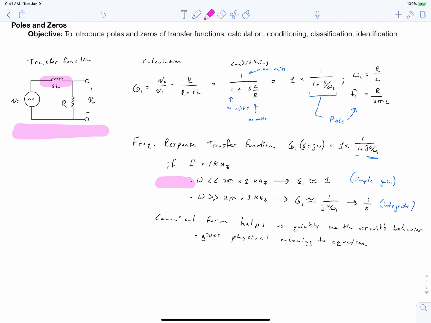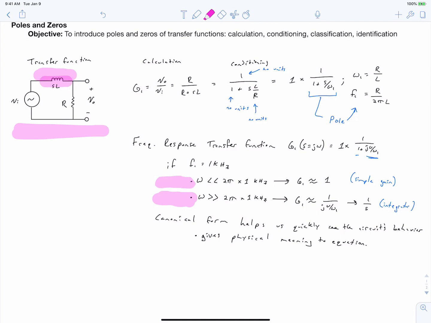And we know that at really high frequencies, our inductor is going to appear as a larger and larger impedance, which means that our output voltage is going to drop. And we can see that right here as well. As we go to higher and higher frequencies, the term in our denominator grows significantly, and our output voltage drops.